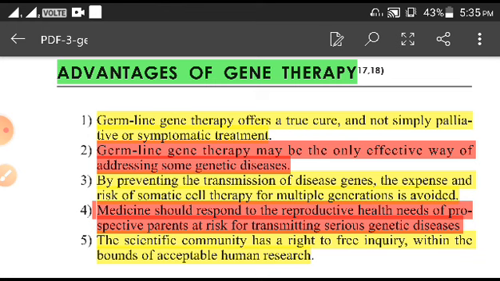By preventing the transmission of disease genes, the expense and risk of somatic cell therapy for multiple generations is avoided. So in this way, once the disease is cured, generations and generations can be secured from these diseases. Medicine should respond to the reproductive health needs of prospective parents at risk for transmitting serious genetic diseases. So if there are parents who are going to transmit these diseases to their kids, at least it can be controlled. The scientific community has a right to free inquiry within the bounds of acceptable human research.